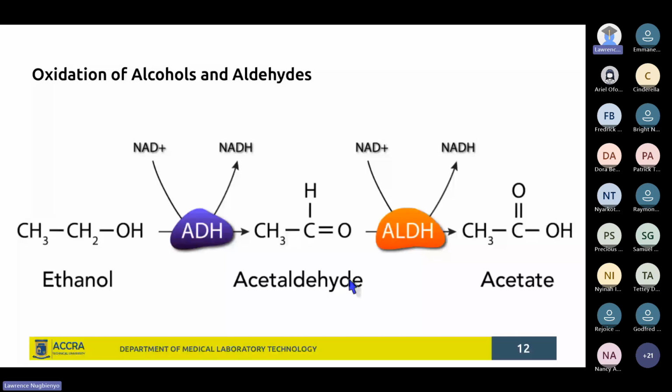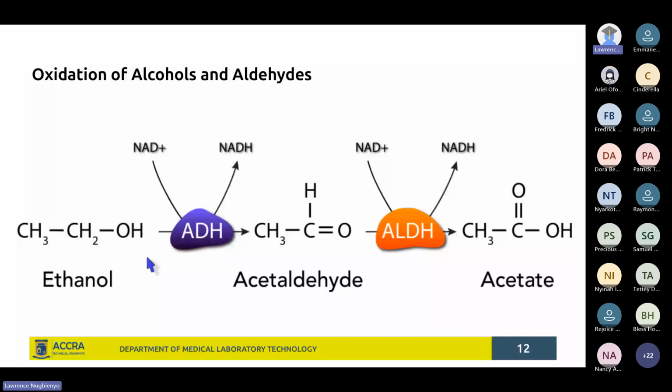So xenobiotics. And the first reaction we're looking at is oxidation. Which phase of reaction is that? Phase 1. Because the phase 1 reactions, we said they were oxidation, reduction, and hydrolysis. So oxidation is a phase 1 reaction.